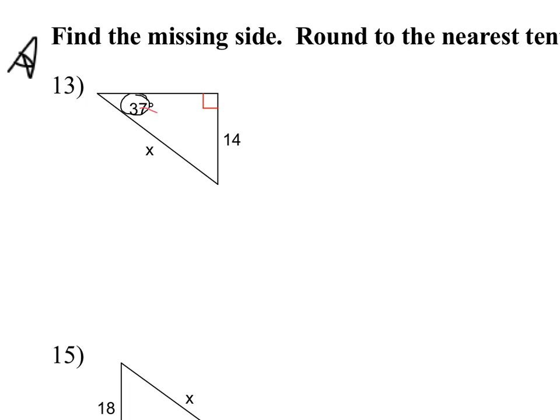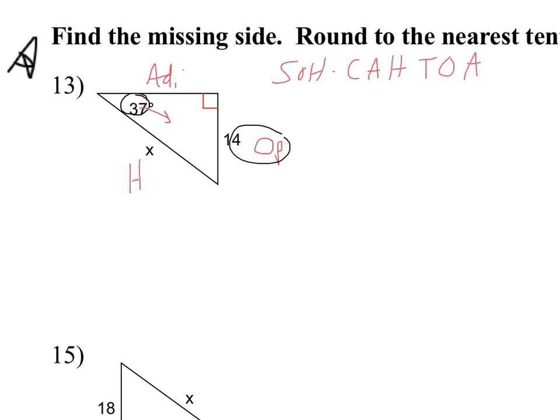So if we're going to look from that angle, then we have to decide what's opposite and hypotenuse and so on. The side opposite the right angle is the hypotenuse. Since you're looking from 37, this is the opposite side, and this side is the adjacent. So what trig function from SOHCAHTOA gives us opposite and works with hypotenuse?